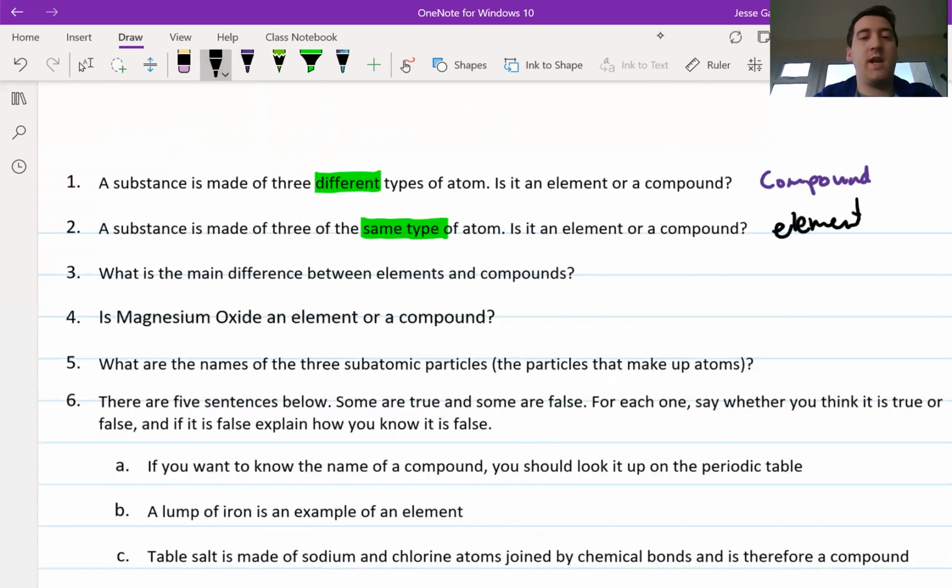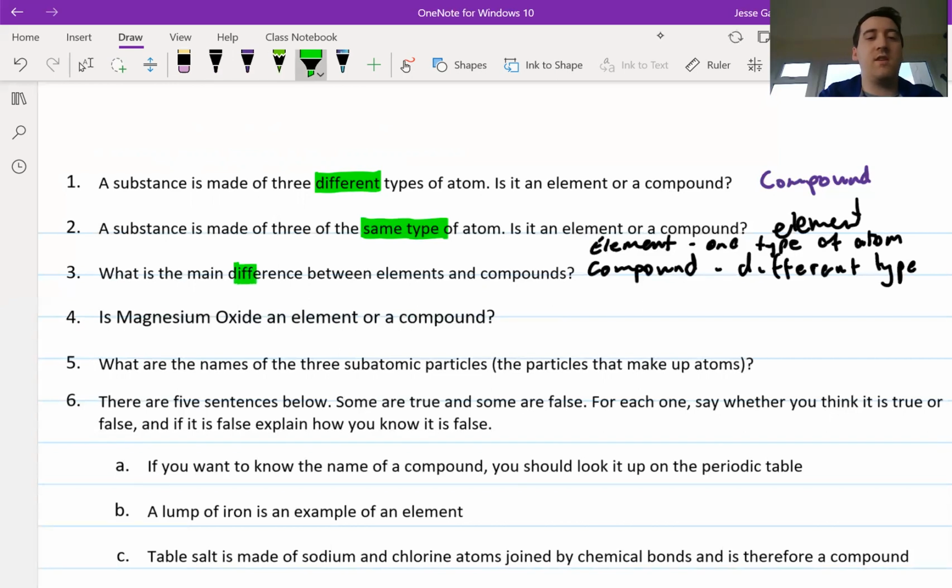What is the main difference between elements and compounds? So element: one type of atom. That's what you should be saying. And compound, you should have said different types of atoms. If you're asked for the main difference, you can literally just give the 2 definitions. An element is made of only one type of atom. Compounds are made of different types of atoms chemically combined.